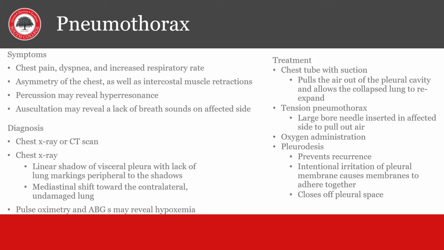Symptoms of pneumothorax include chest pain, shortness of breath, and increased respiratory rate. Asymmetry of the chest may be seen along with hyperresonance with percussion. Auscultation of the affected side will elicit no breath sounds. Diagnosis is by chest x-ray, sometimes CT scan if it's small. Treatment is chest tube with suction, but if just a tension pneumothorax, it may just need a needle insertion.